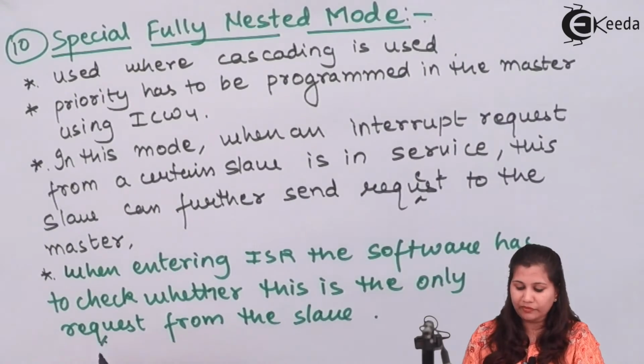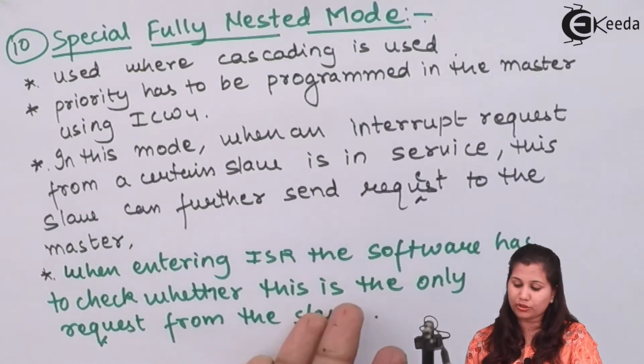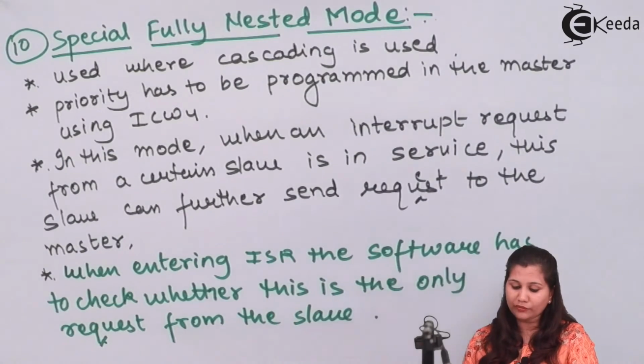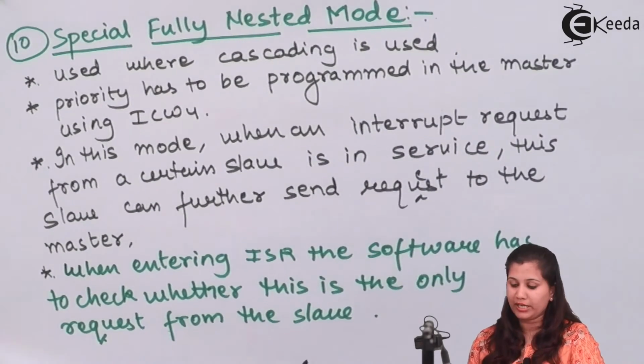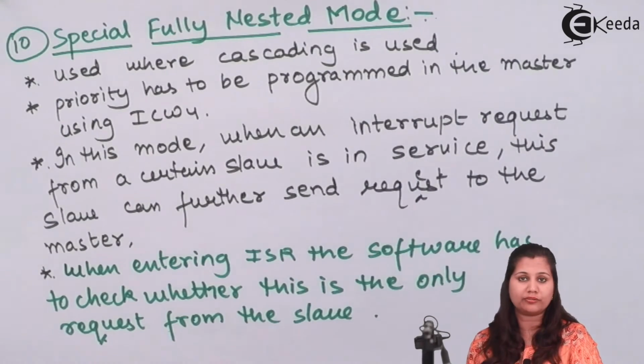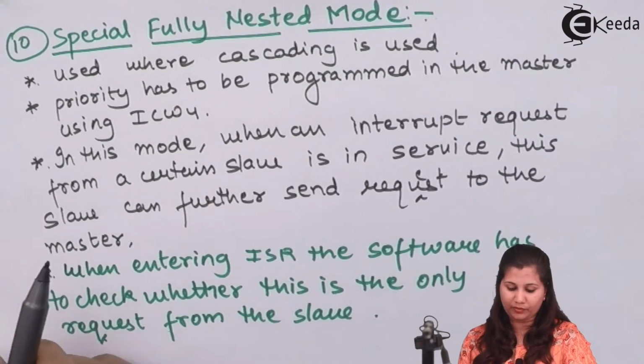Every time the interrupt service routine starts execution by the microprocessor, the software has to check whether this is the only request from the slave or not. If any other request is also there from the slave, then that request will also be executed.